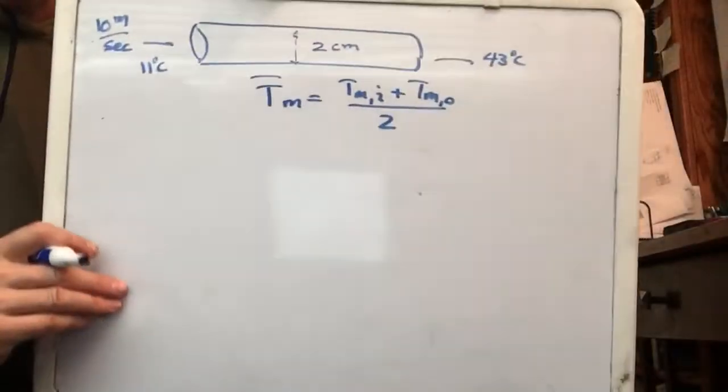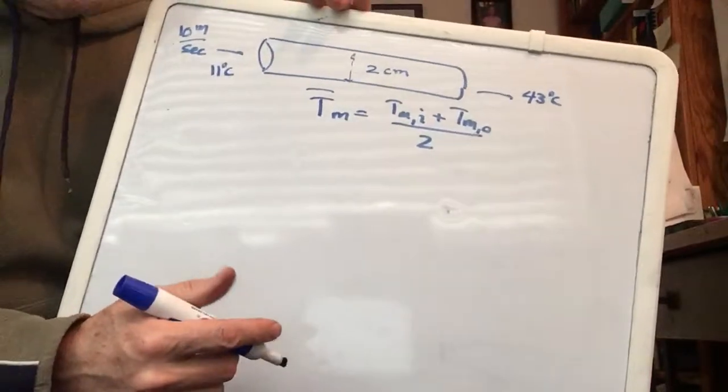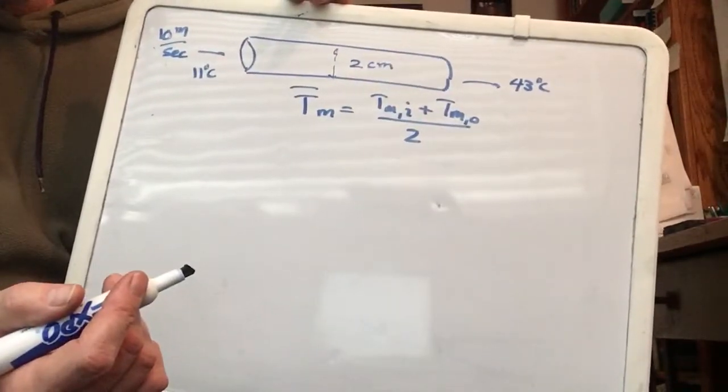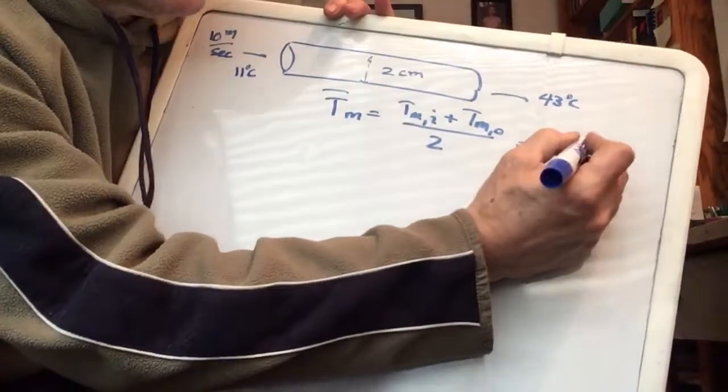Okay, look up those properties at the mean fluid temperature, the average of the inlet and the outlet temperature, which in this case we've made the numbers easy. 11 plus 43 is 54, over 2 is 27, so we're going to look at properties at 27 degrees C.